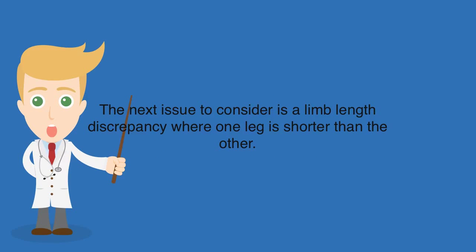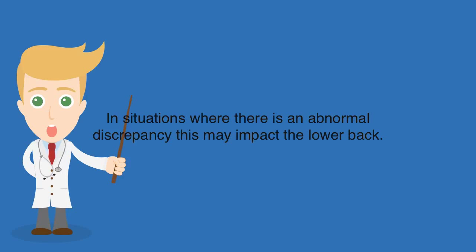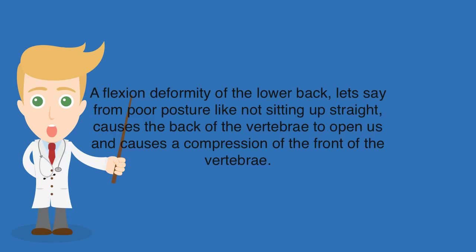The next issue to consider is a limb length discrepancy where one leg is shorter than the other. In situations where there is an abnormal discrepancy, this may impact the lower back. A flexion deformity of the lower back, let's say from poor posture like not sitting up straight, causes the back of the vertebrae to open and causes a compression of the front of the vertebrae.